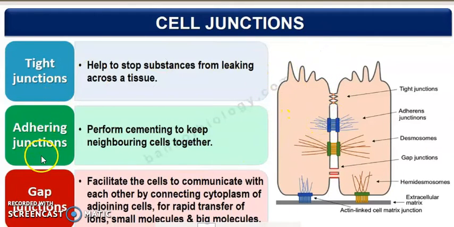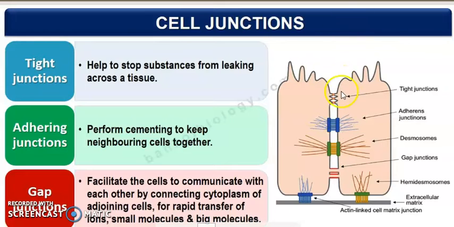And next is adhering junctions. These perform cementing to keep neighboring cells together. So we told that they will have only very little space, right? If they should have very little space, these neighboring cells have to be kept together. So this adhering junction which you see here, the blue colored part which they have shown, performs cementing to keep neighboring cells together. Cementing means they hold them together. Neighboring cells are brought together with the help of these adhering junctions, right?